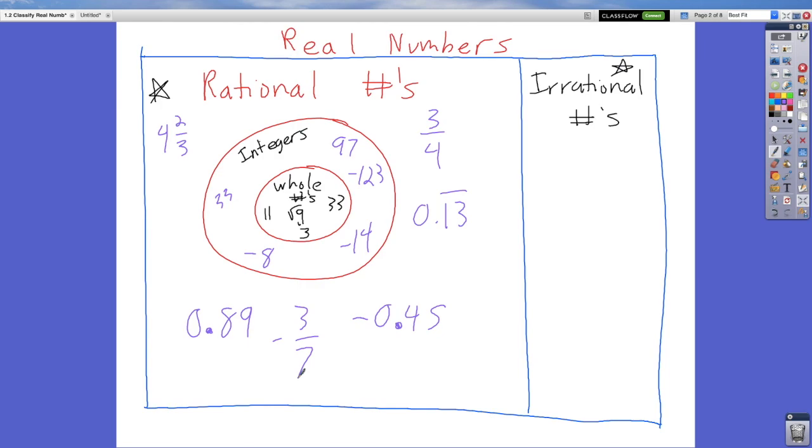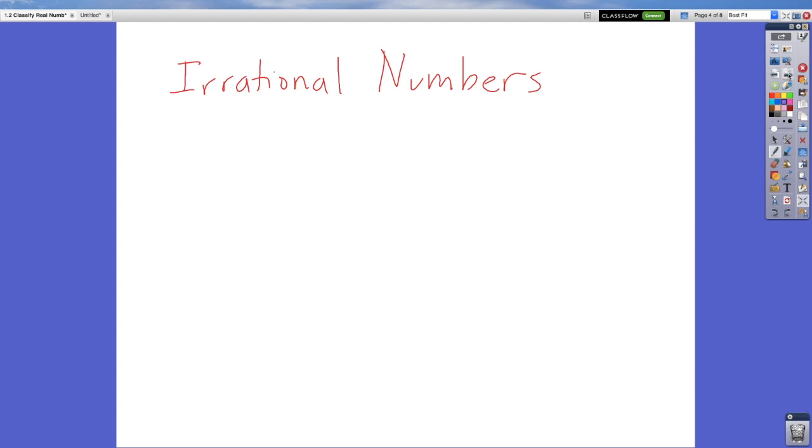Now let's talk about irrational numbers. Okay? With an I. These are a very specific type of number, okay? Irrational numbers. My definition is, write this for me, numbers that never stop, okay? Numbers that never stop. Numbers that go on forever and ever. We did some of these last week. What were some of these that we did?